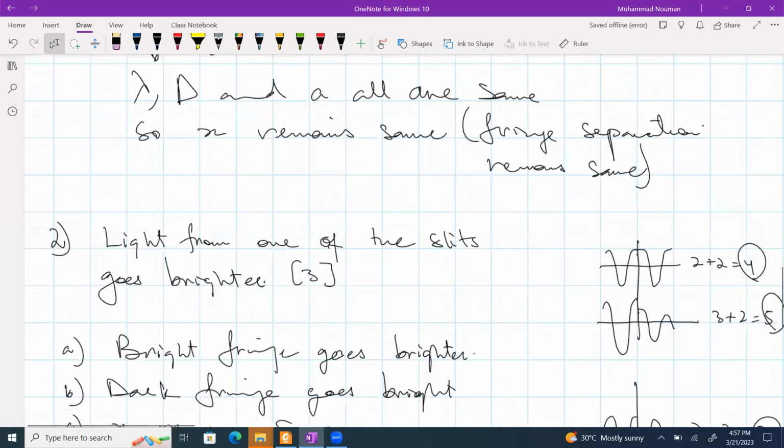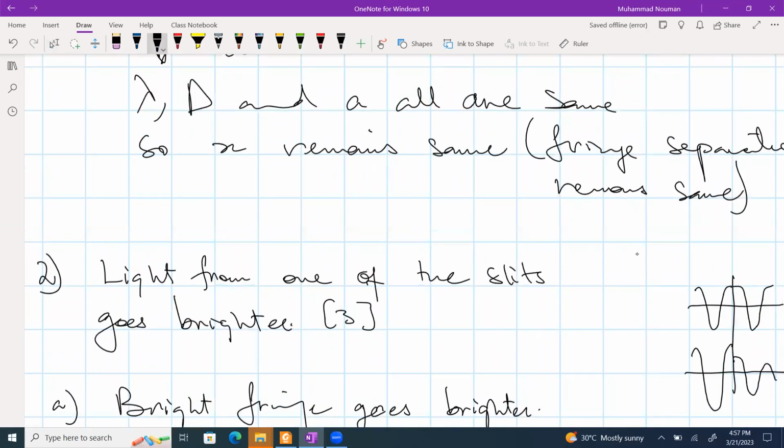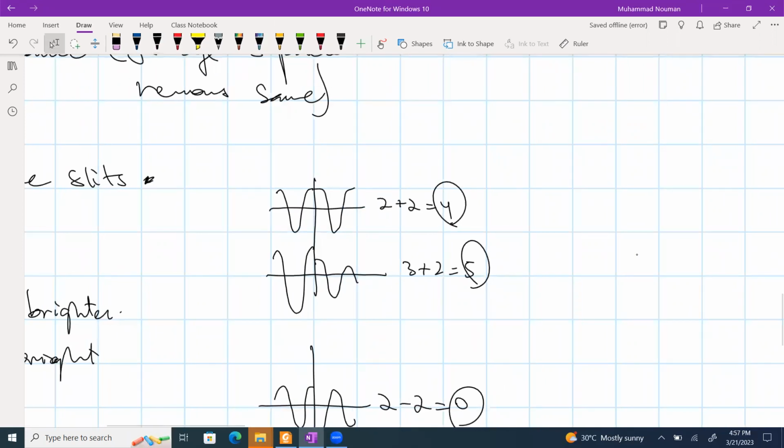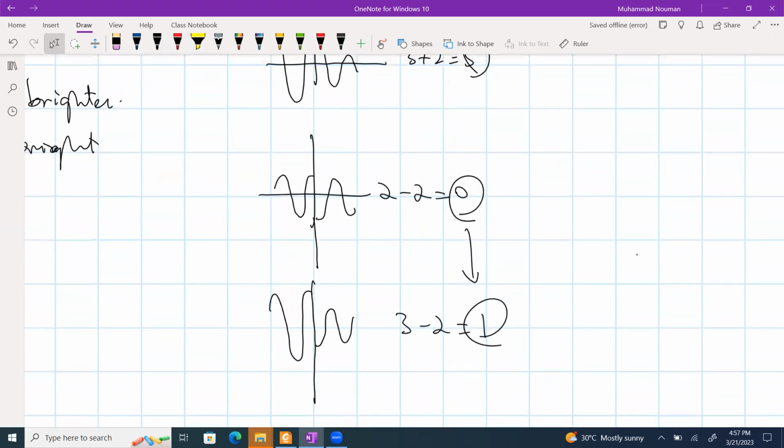Okay, what if they decrease the brightness of one of these slits instead of increasing? Light from one of these slits decreases, goes brighter, sorry, increases. Now suppose we decrease the brightness of one of the slits. What do you think will happen to the bright fringe? It will become darker, less bright. What will happen to the dark fringe? Will it go more dark? No.